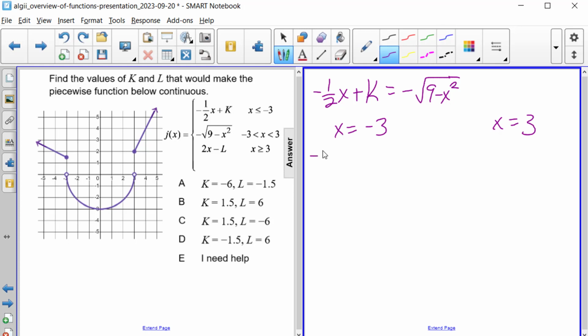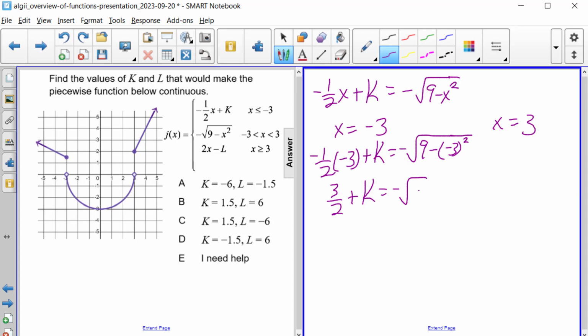So we're going to have negative 1/2 times negative 3 plus k is equal to the negative square root of 9 minus negative 3 squared. When we multiply negative 1/2 times negative 3, we get positive 3/2. We still have the plus k, and that's equal to negative 3 squared is positive 9, and 9 minus 9 is 0. So the negative square root of 0. Well, that's just going to be 0.